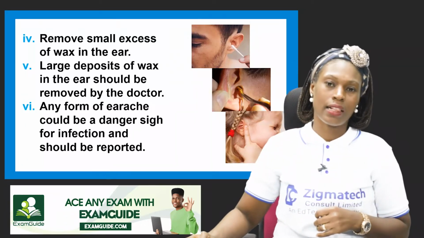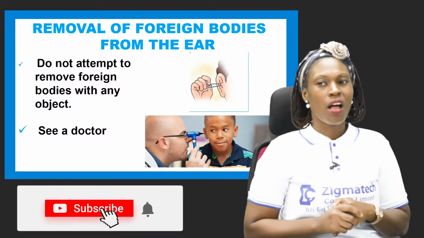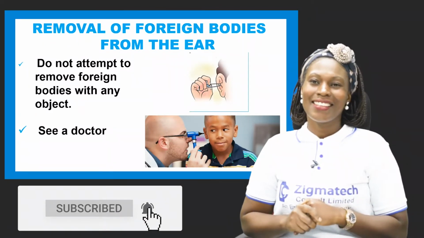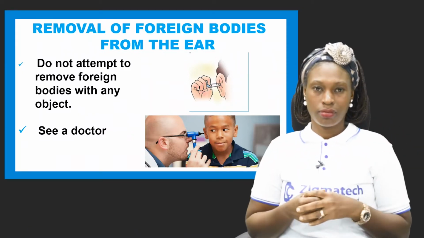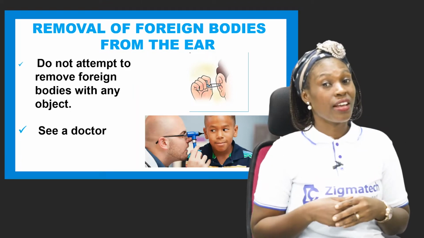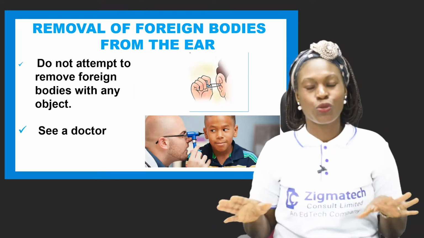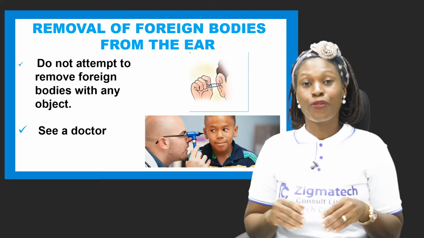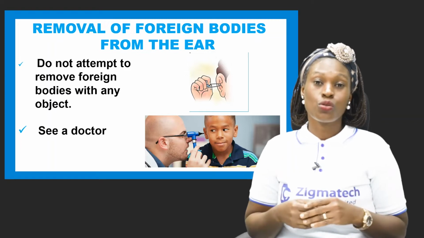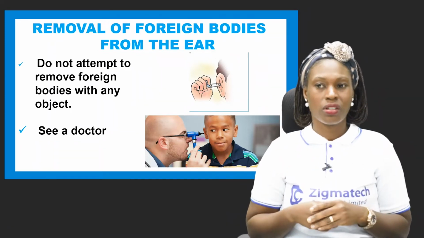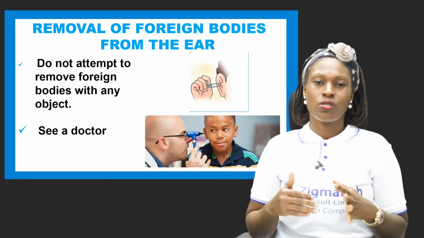See a doctor immediately. Now, removal of foreign bodies from the ear. How do you remove things from your ear? Should something go into your ear, do not attempt to remove it. Do not try to take anything out of your ears. What you are advised to do is to see a doctor. Let them check and find ways to get it out.